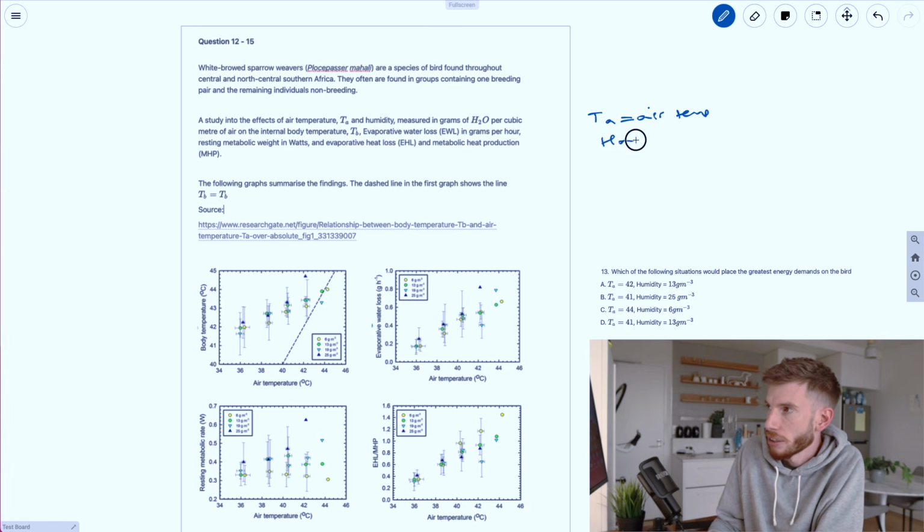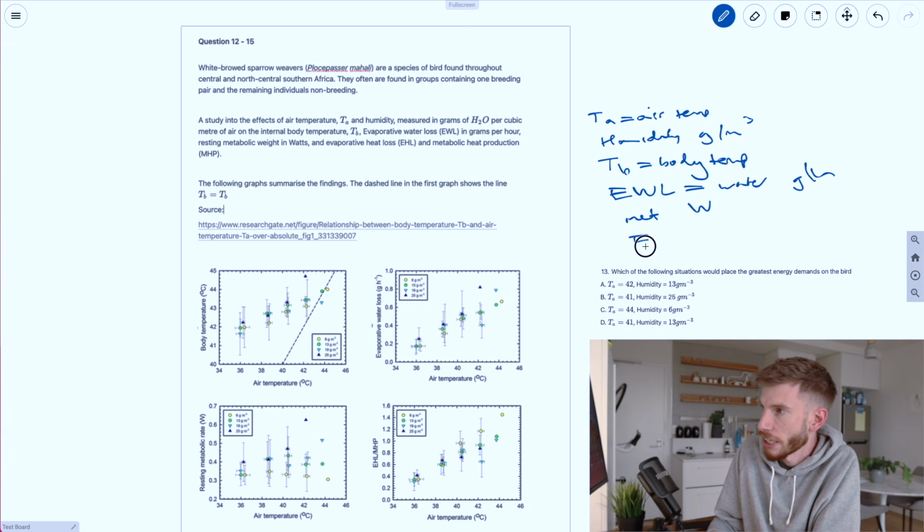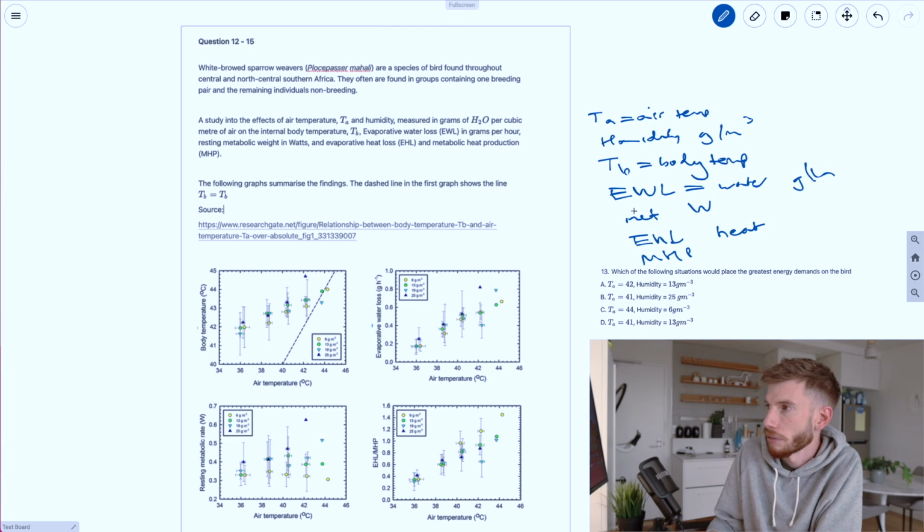I might even put humidity in terms of what it's being measured in, per cubic meter. TB was body temp. And then EWL, I'd literally just put water, right? Because there's nothing else to do with water. Per hour, so I'll put grams per hour. Resting metabolic weight, so I'll just put met, and that's measured in watts. And the evaporative heat loss, so EHL, I'll just put the word heat next to it, and the metabolic heat production, and I'll just leave that one off.